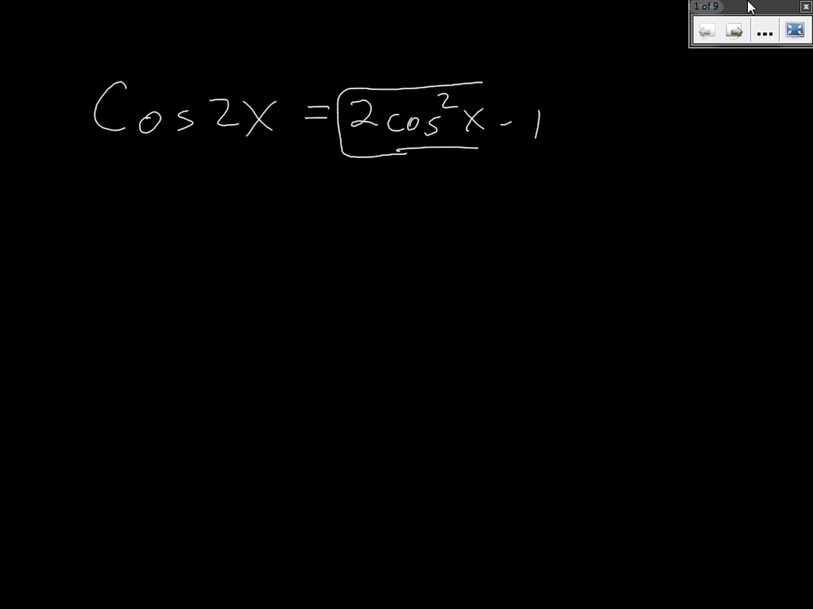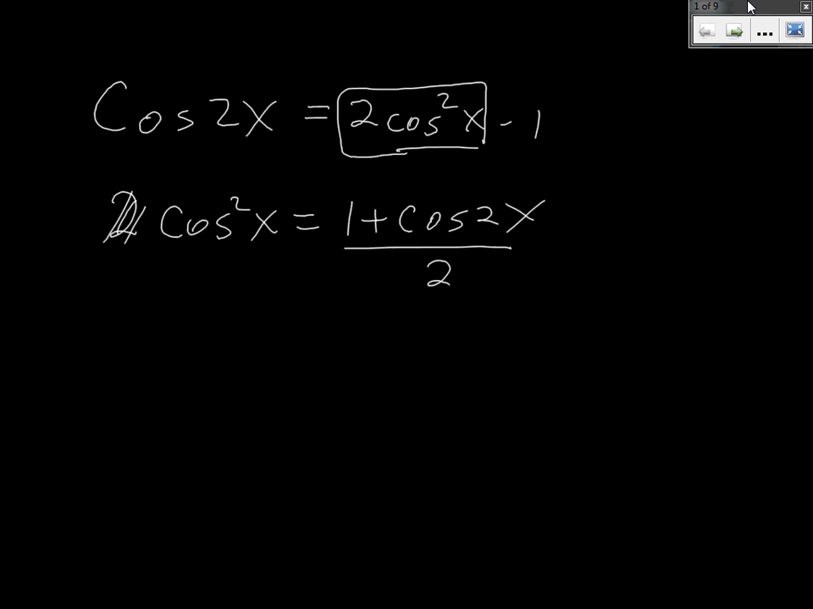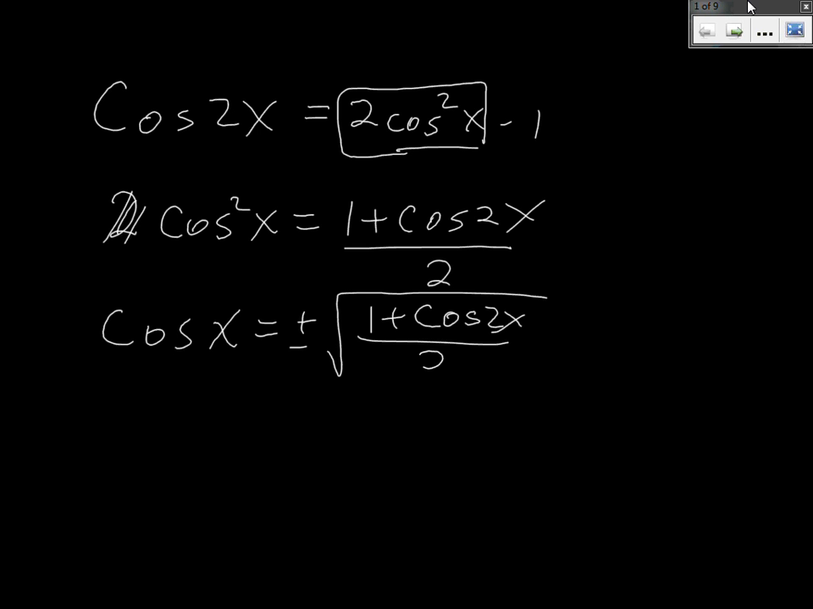Well, first let's solve it for twice that. So twice cosine squared x is equal to 1 plus cosine of 2x. Divide both sides by 2, we get this. So cosine of x, taking the square root of both sides, is plus or minus the square root of 1 plus cosine 2x over 2.